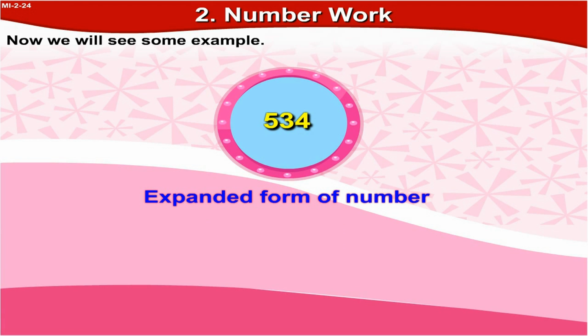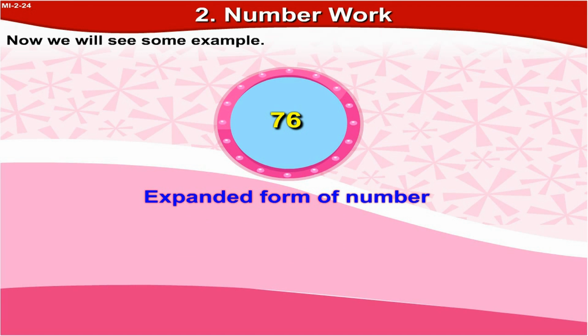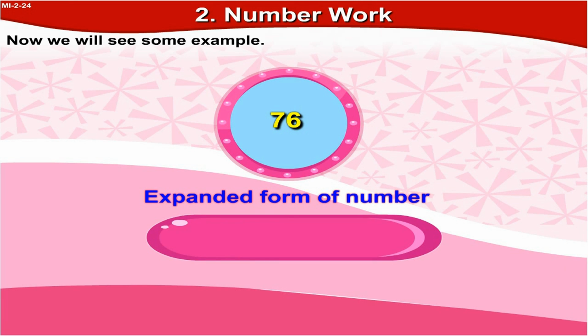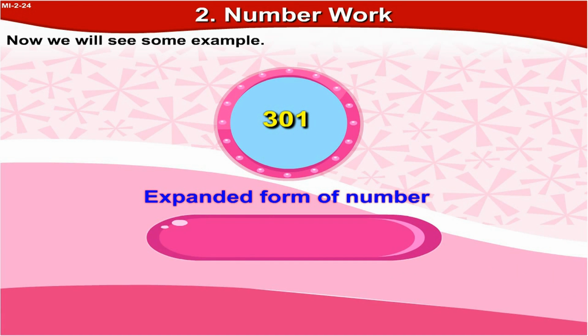Next one, 534. 534 is equal to 500 plus 30 plus 4. Another one, 76. 76 is equal to 70 plus 6. 301. 301 is equal to 300 plus 0 plus 1.